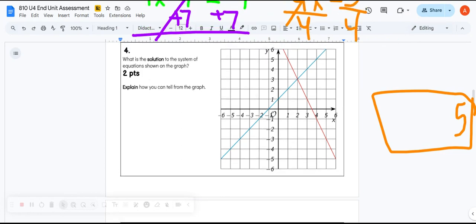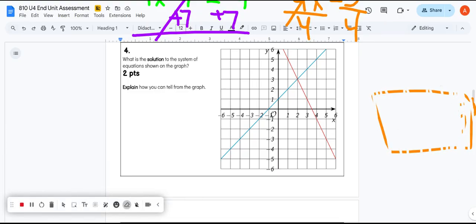Let me go ahead and erase what I have there. Perfect. Erase that, so it gets out of our way a little bit. Awesome. Okay, number 4.